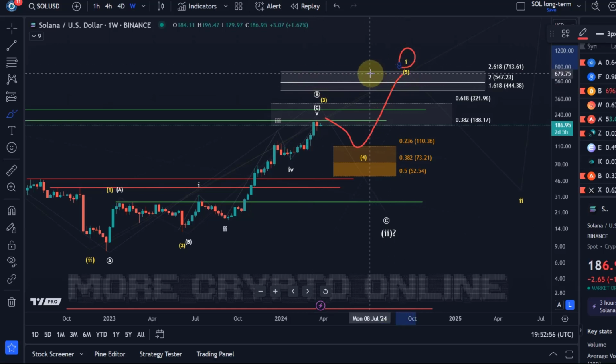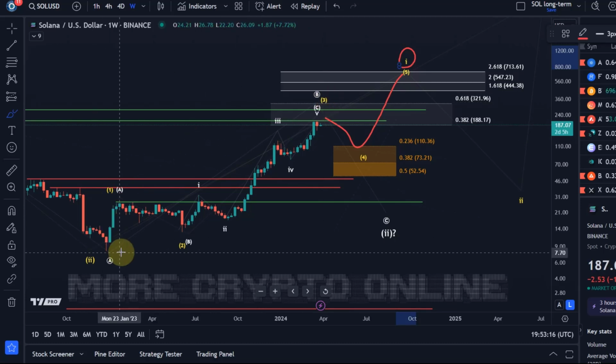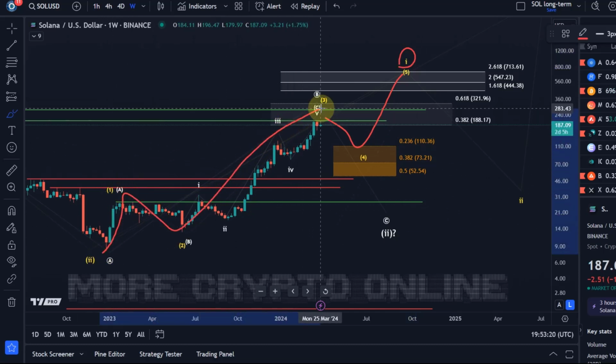Okay, and it will also depend on where the wave 4 will find a low. So there are certain levels that we can define. I've got a support area already on the chart for the wave 4, but really this only becomes active once the third wave has topped. And it hasn't topped yet, or at least it's not evident that it has. So the idea is still that on this chart, we've had a wave 1, a wave 2, a wave 3 is still in the making. Then we could get a 4-5.